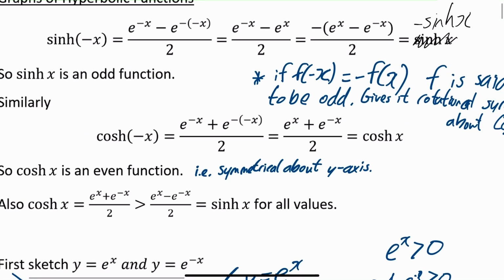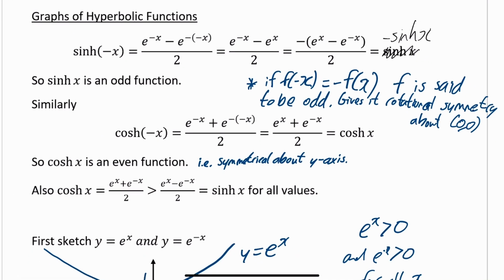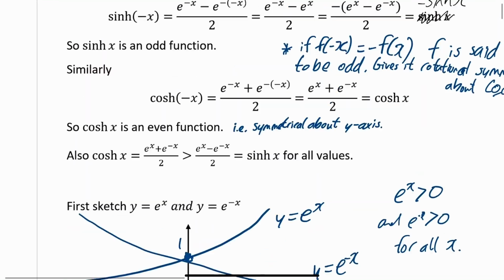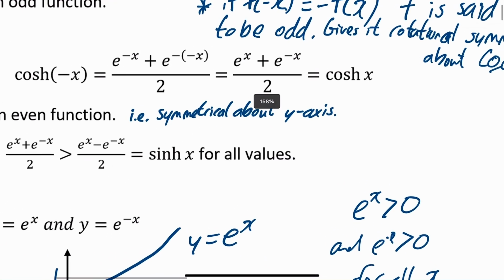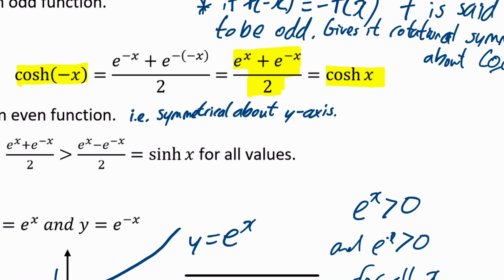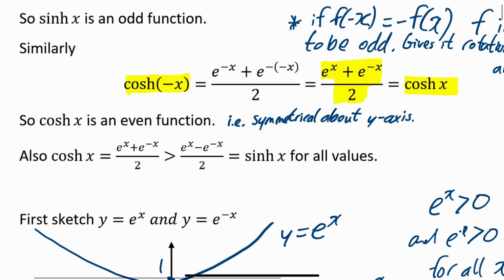Okay, so we know that when we're going forward. Same idea we're going to do with the hyperbolic cosh. Hyperbolic cosh of minus x, put in the minus x, and what you end up getting is that hyperbolic cosh of minus x is equal to this thing, and this is the same as just hyperbolic cosh. So that shows you hyperbolic cosh is an even function, i.e. it is symmetrical about the y-axis, and I'll just explain what that means.